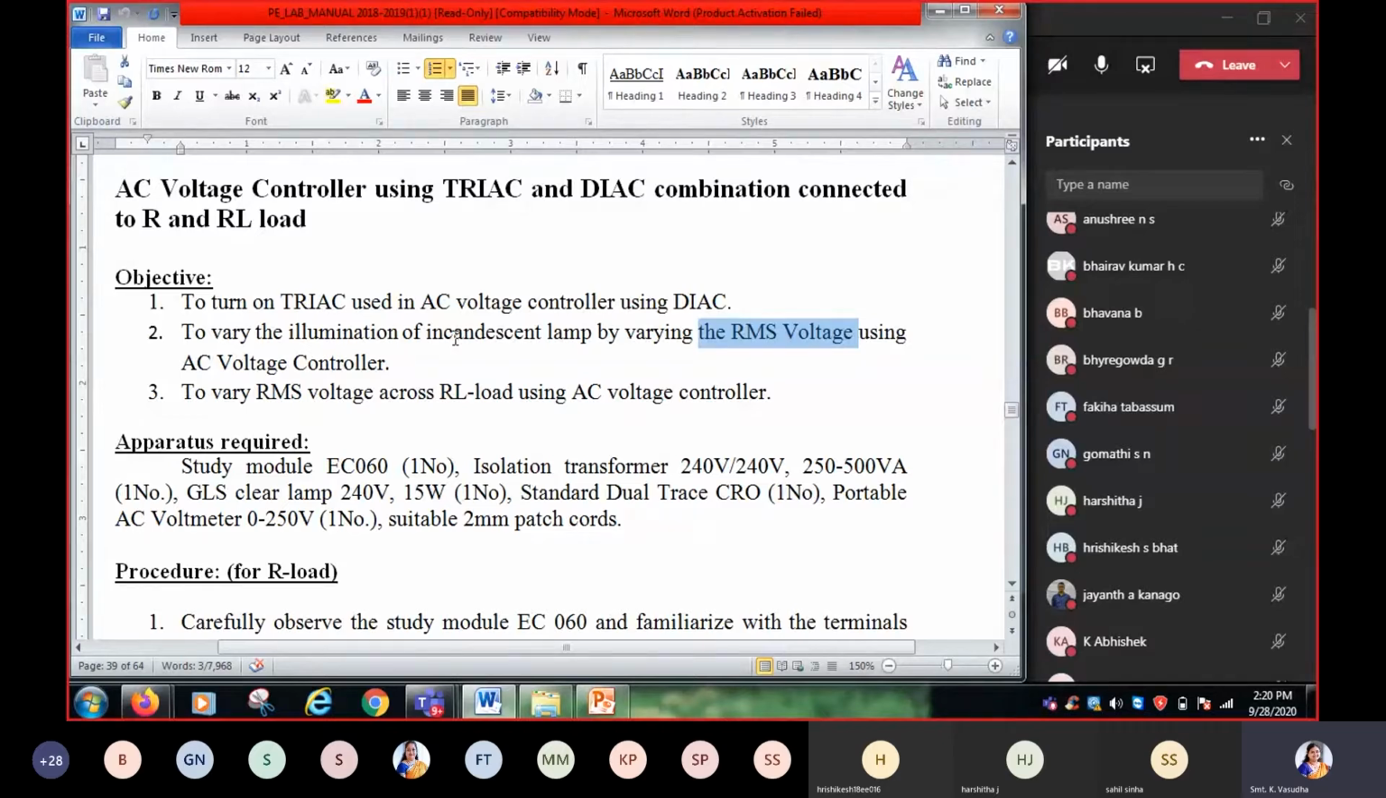As the firing angle alpha increases towards 180 degree, the conduction of triac will increase or decrease? You have to assume the waveforms in your mind. We have already seen how triac is going to work, right? We'll be giving firing pulse. It will operate both in positive and negative half cycle. So when the firing angle increases towards 180 degree, whether the conduction period of triac will increase or decrease. Work done by the triac will increase or decrease.